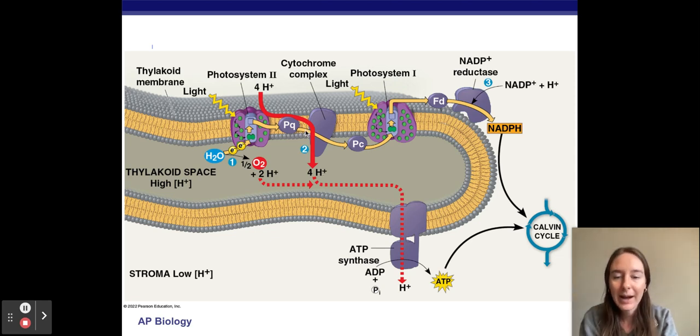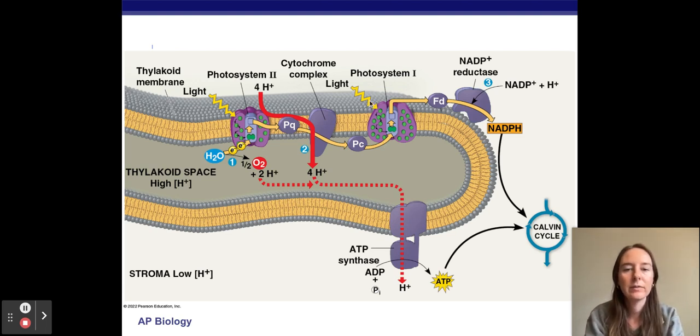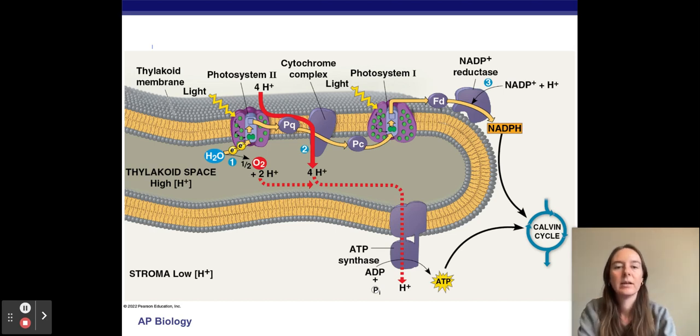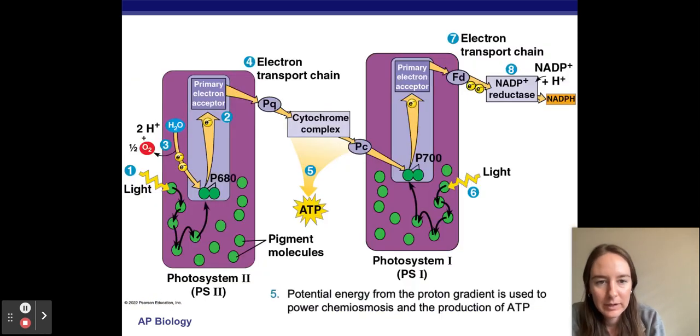Now, what happens here though is the electrons are going to lose their energy along the way. As the electrons are being pulled, some of their energy is being used up here and being used up here. So that's why in photosystem 1, we basically need to re-excite and re-energize the electrons. So we're going to take in some more light here, and we're going to re-energize the electrons so they have more energy so they can go and charge up NADPH. All right, so that's where we left off here. So our electrons are being passed, we're making some ATP.